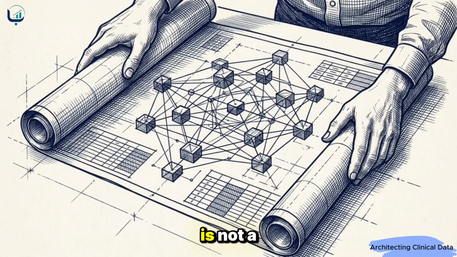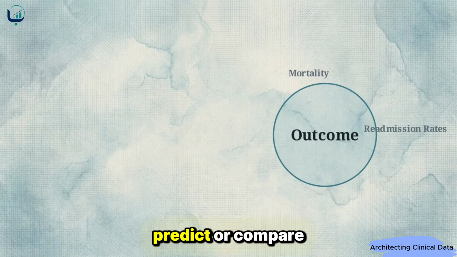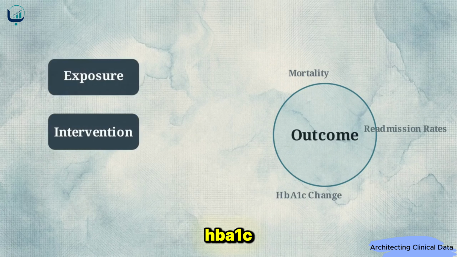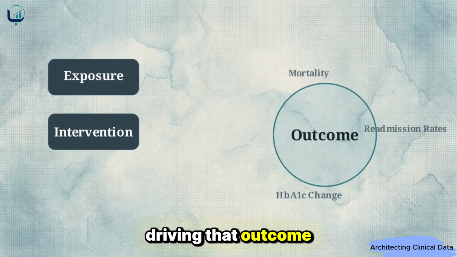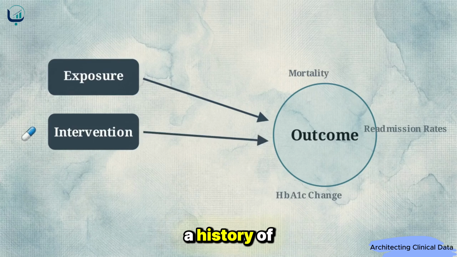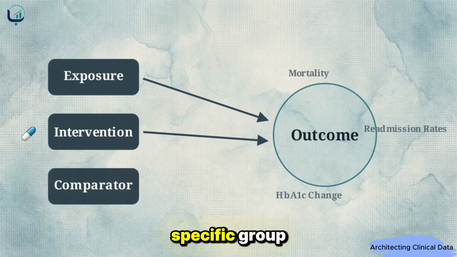A variable's role is not a fixed law of nature. It is dictated entirely by your research question. This diagram maps out those relational roles. At the center is the outcome variable. This is the primary result your study aims to explain, predict, or compare, whether that is mortality, readmission rates, or a change in HbA1c. Driving that outcome are your exposures and interventions. An exposure is a factor associated with the result, like obesity or a history of smoking. An intervention is an active treatment or program given to a specific group.